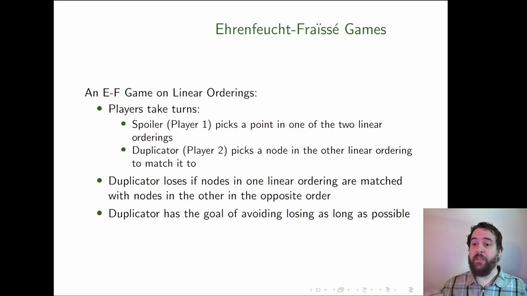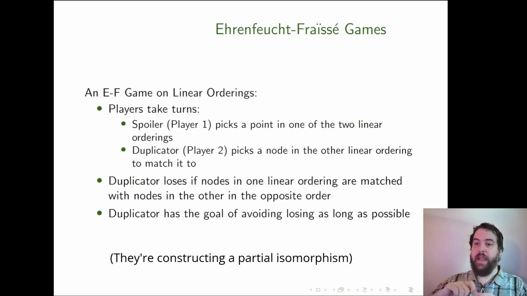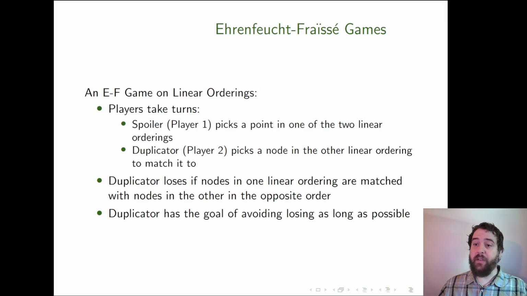Player 1, on their turn, picks a point in either of the two linear orderings, and they shouldn't pick a point that's already been picked before. And then duplicator should pick a point in the other linear ordering to match it to. And the rule is that duplicator can only match points in such a way that matched points in one linear ordering stay in the same order in the other linear ordering. And I'll show you what that looks like. Duplicator's goal is to last as long as possible, and spoiler's goal is to end the game as quickly as possible.